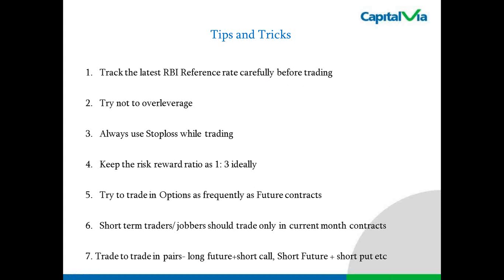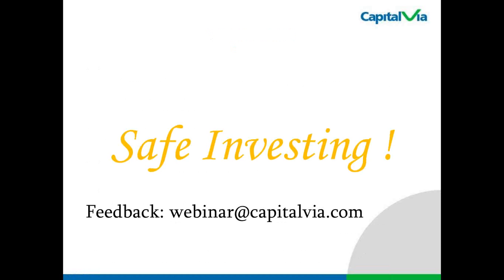Short-term traders, jobbers should only trade in the current month contract. You should trade in pairs, which I've shown you: a long future and a short call, a short future and a short put. So this is how you should trade in the currency derivative markets. So these were some tips and tricks, and this was all about the currency derivative market and how you can trade in the market.